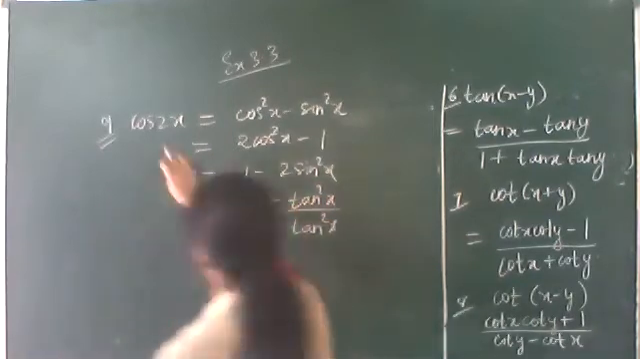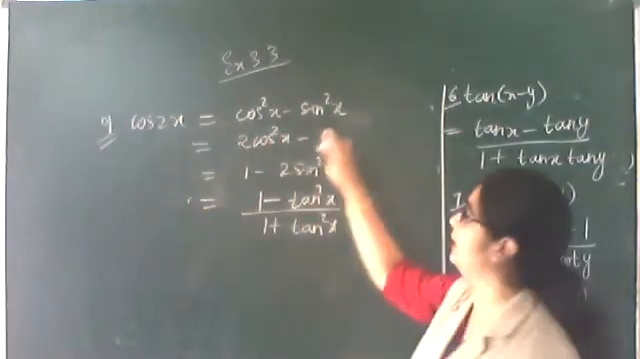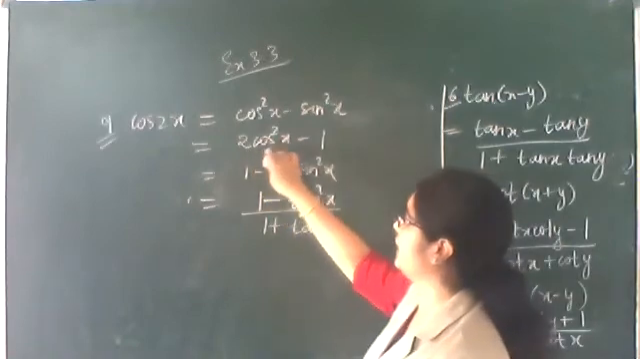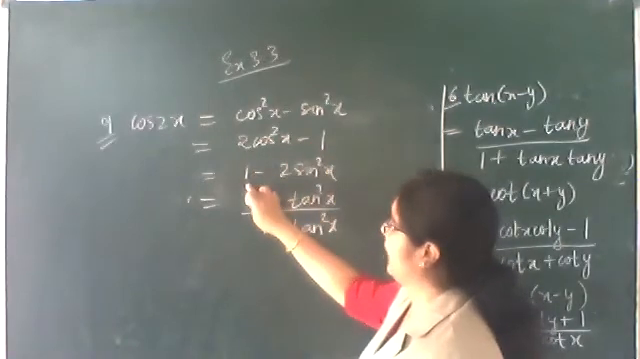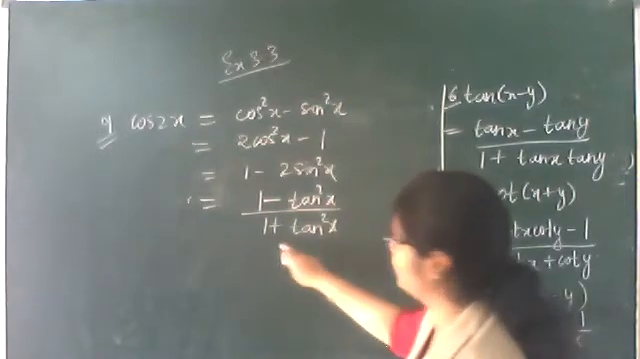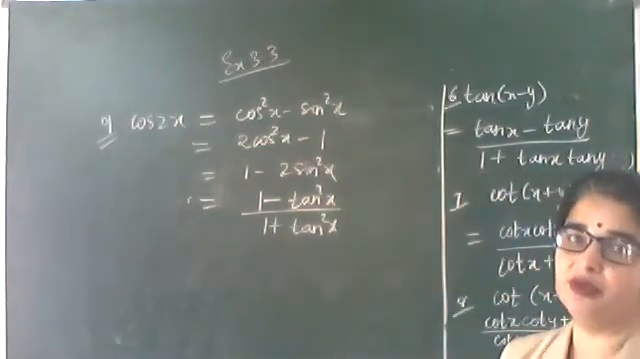So you can see cos 2x has 4 formulas. Either you can use it as cos square x minus sine square x, or as 2 cos square x minus 1, or as 1 minus 2 sine square x, or as 1 minus tan square x by 1 plus tan square x. In any form you can use.